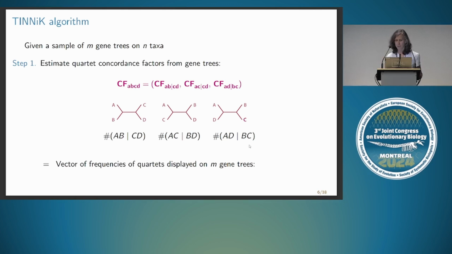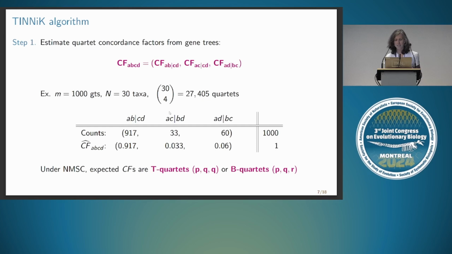Okay, as a simple example, if you have 30 taxa and 1,000 gene trees, there are roughly 27,000 quartets. You count up how many times you see various quartet trees: 9, 17, 33, 60, and then we're going to normalize to make this a distribution. So our empirical CF will be 0.917, 0.033, and 0.06, like that.